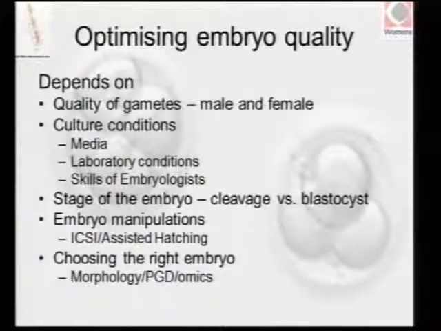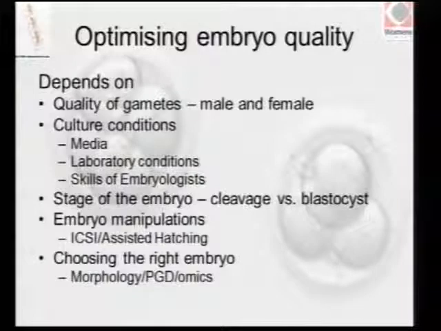And what are the things that you look at when you don't get an implantation and there's a failed implantation for whatever the reasons are? First of all, you look at optimizing the embryo quality. You've got to be very sure that the embryo is of good quality, and that's the number one concern. And what does the quality of embryo depend on?